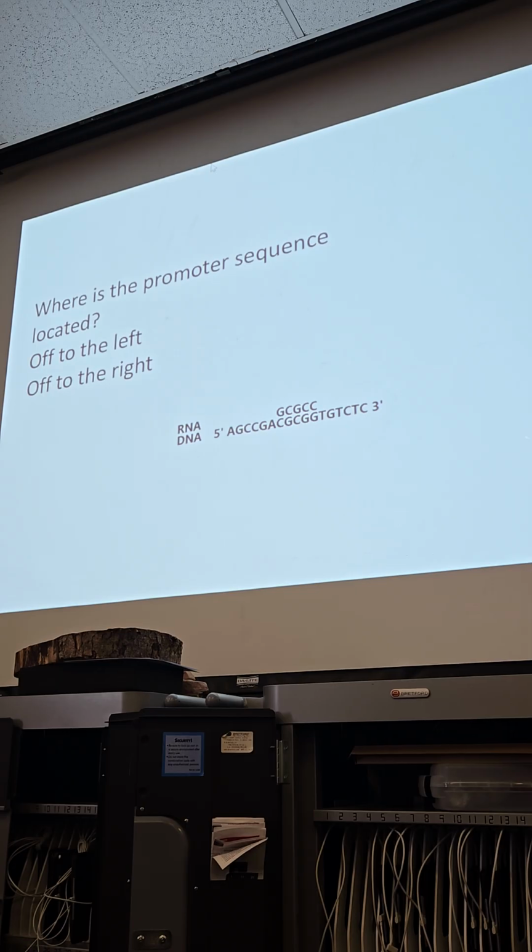Figure it out. It goes off to the left. To the left. To the left. To the what? To the right. Oh, why? It's off to the right because the 5' of RNA is at the 3', so it has to be 3' to 5'.